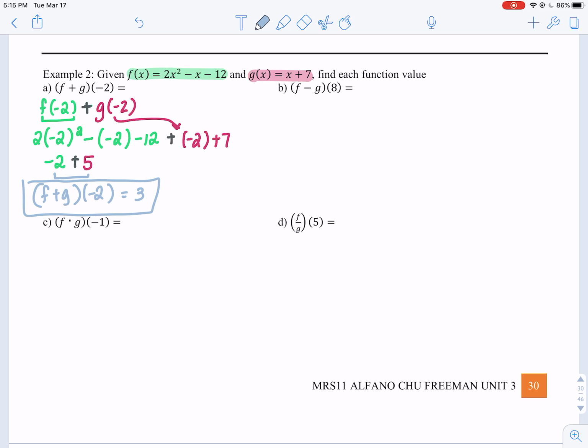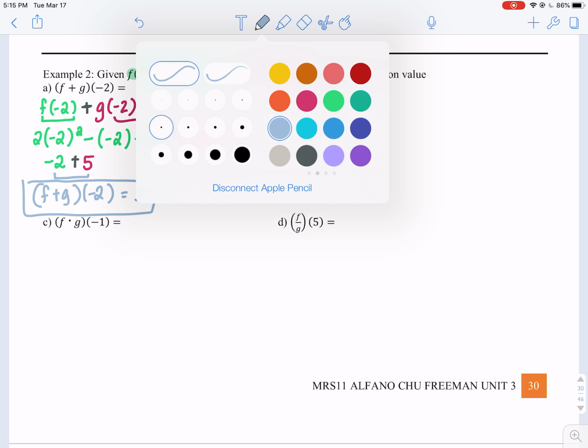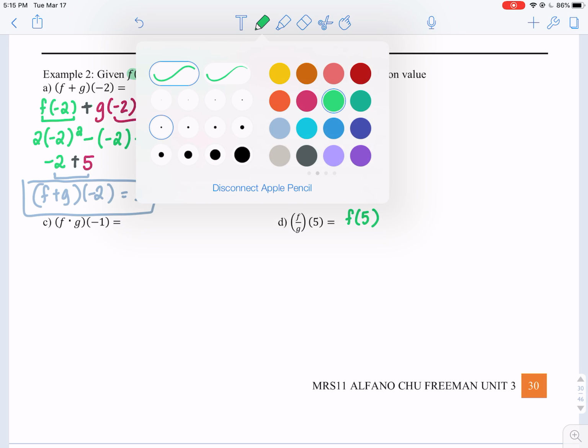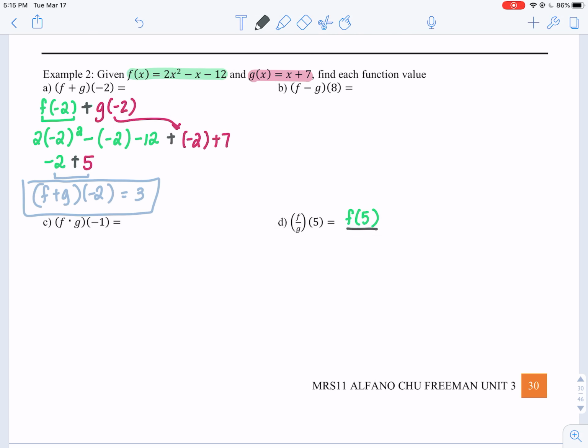I feel like you guys got this. Let's do one more. I'll do the division one with you guys, and then you guys are on your own for your assignment. If you need help, obviously you can ask for help. So this is really f of 5 divided by g of 5.